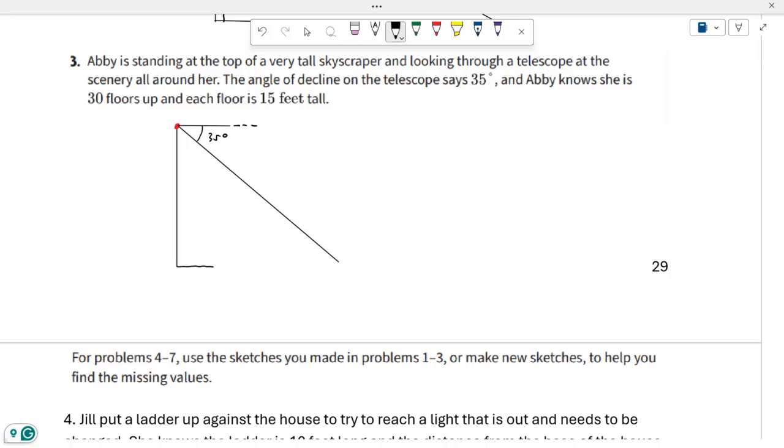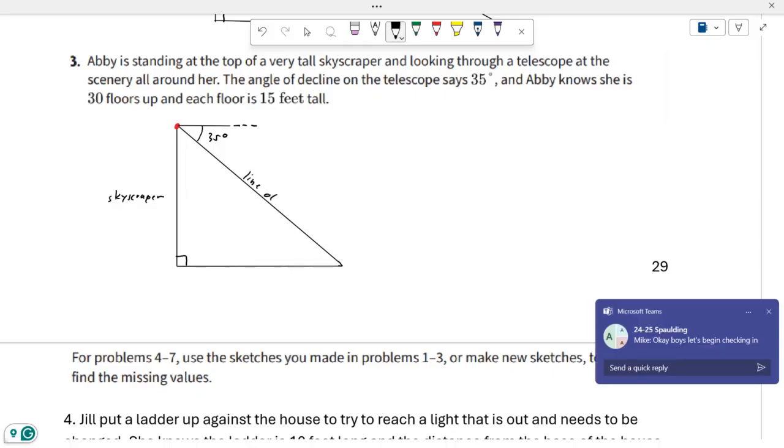It's probably safe to guess that we should just finish out the triangle. This question doesn't talk about the ground, but I would not leave your triangle incomplete. I would just go ahead and finish it out just like that. Like I said, this guy on the left is our skyscraper. Our hypotenuse here is the line of sight, I guess. This is her line of sight.